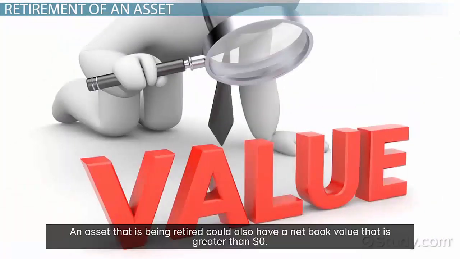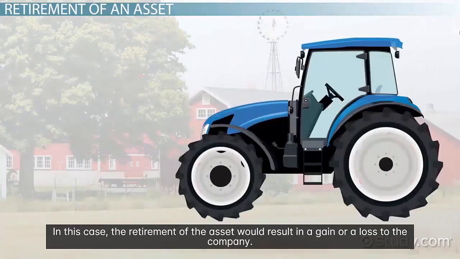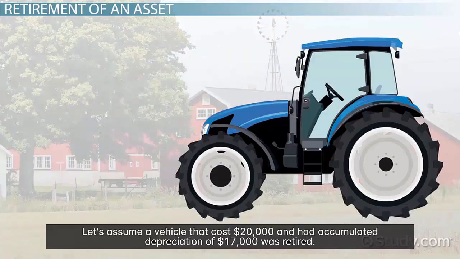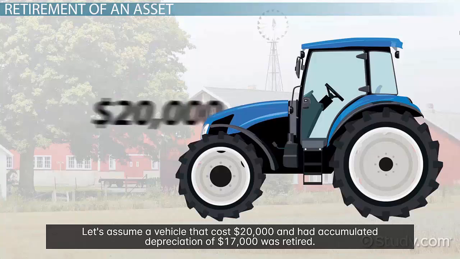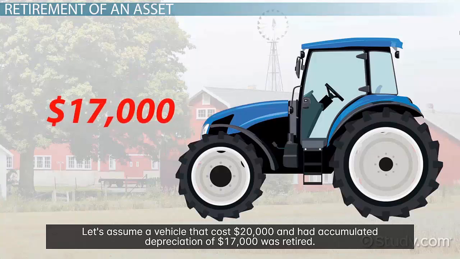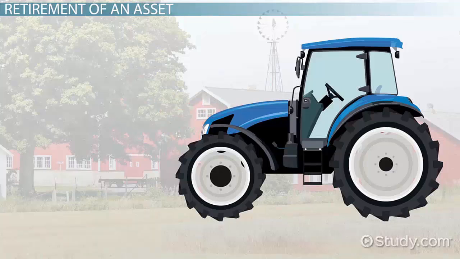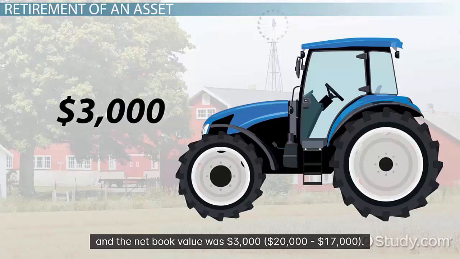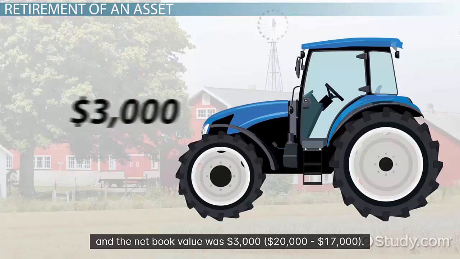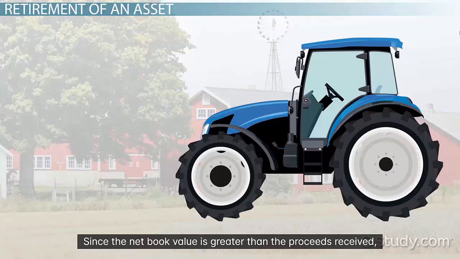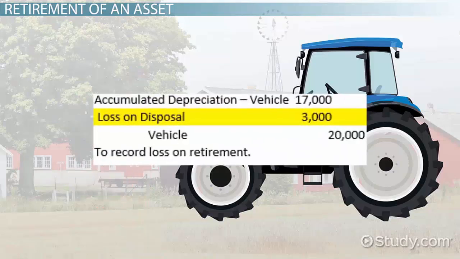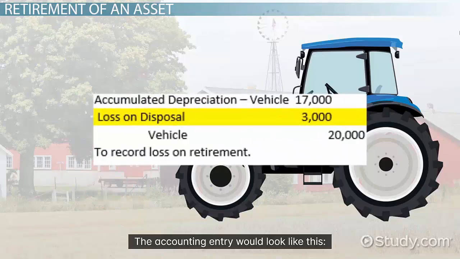An asset that is being retired could also have a net book value that is greater than $0. In this case, the retirement of the asset would result in a gain or a loss to the company. Let's assume a vehicle that cost $20,000 and had accumulated depreciation of $17,000 was retired. The company did not receive any money for the vehicle at disposal, and the net book value was $3,000, $20,000 minus $17,000. Since the net book value is greater than the proceeds received, there's a loss of $3,000 upon the retirement of the vehicle. The accounting entry would look like this.